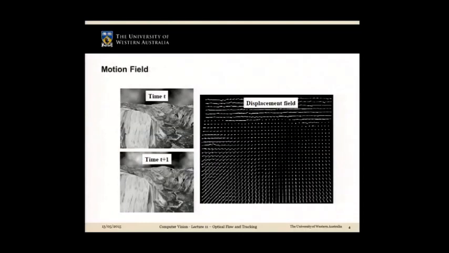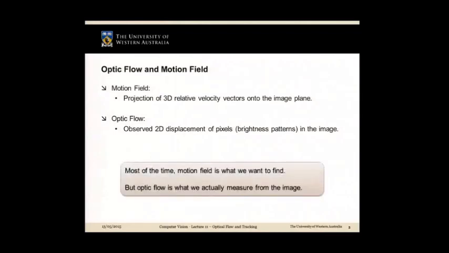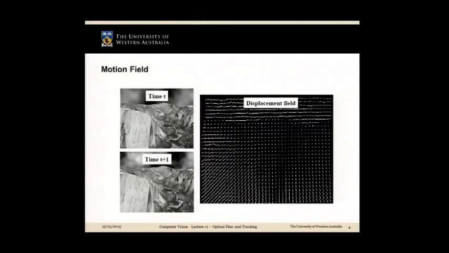So, motion field. Let's say we have two different images. One image was captured at time t, another one has been captured at time t plus 1. Before discussing this right-hand image, I would go to the definition first. So what is motion field? It is the projection of 3D relative velocity vectors onto the image plane. And this right image is showing those vectors.